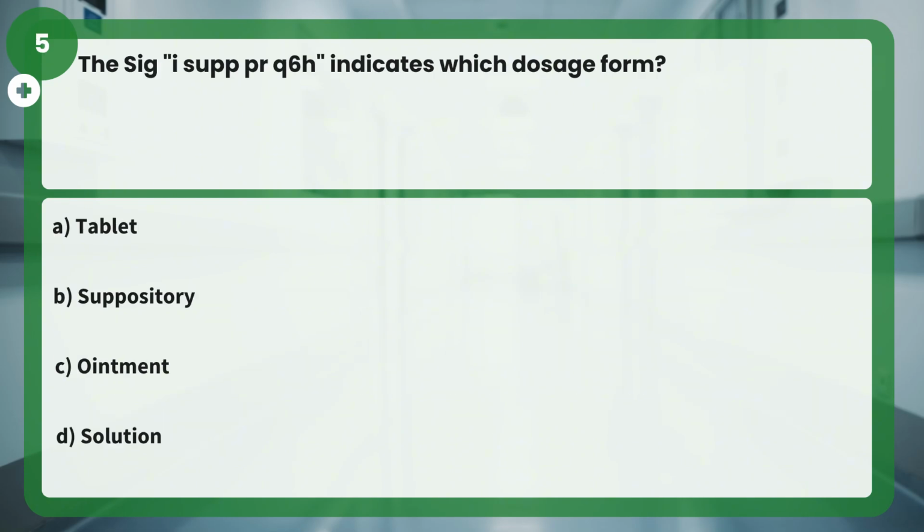Question 5. The SIG supp PR q6h indicates which dosage form? A. Tablet. B. Suppository. C. Ointment. D. Solution.